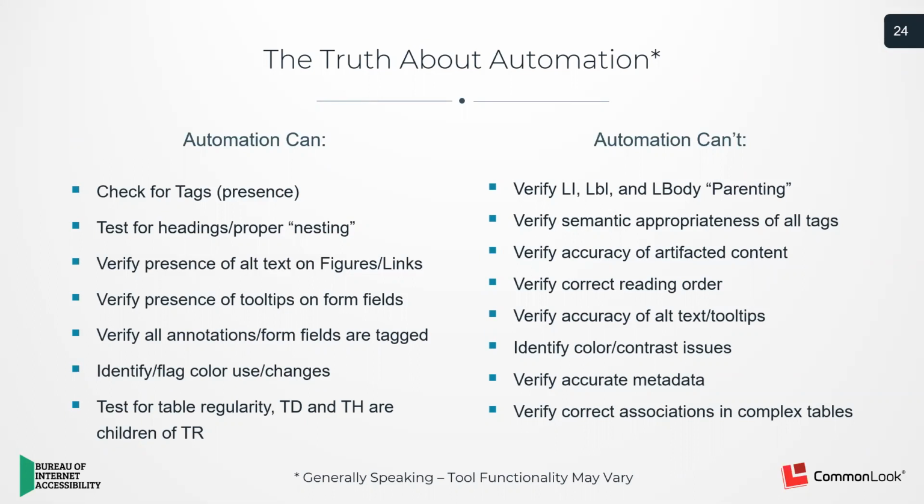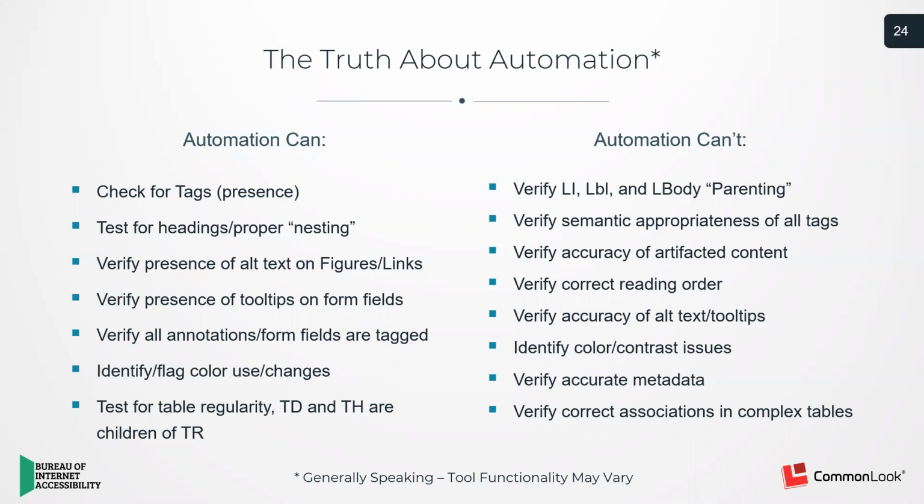It can look at heading levels and see that heading level one is first and then heading level two is second, not that it starts with heading level three, and that makes the navigation all confusing. It can look for alt text, but as we said before, it can't verify the accuracy of alt text. It can look for use of color and identify, hey, there's color on the page. Is this the only way that information is being conveyed? And it can look for tables, and it can look for table headers and table columns and things like that. You know, there's things automation can't do. And one of those that's very important is the correct reading order.